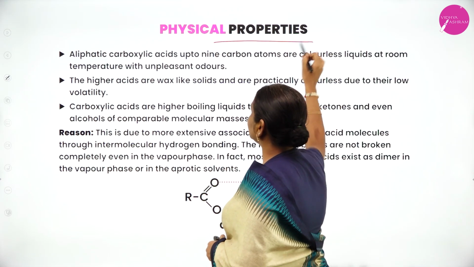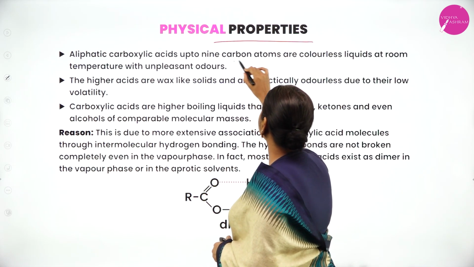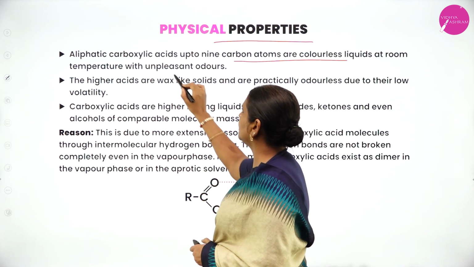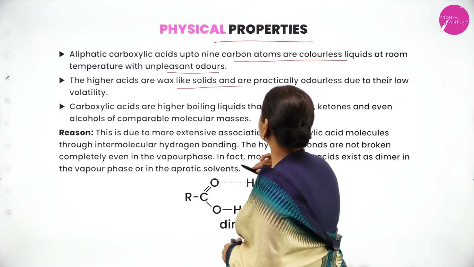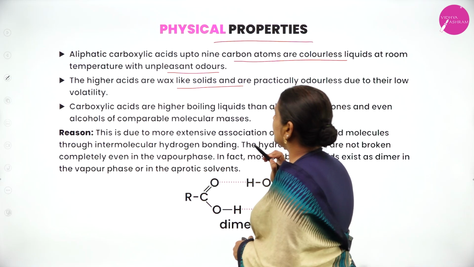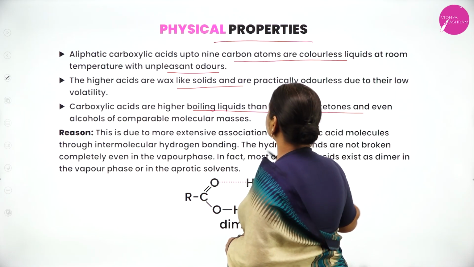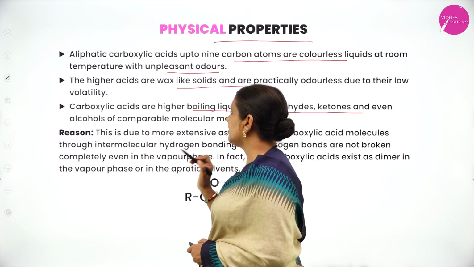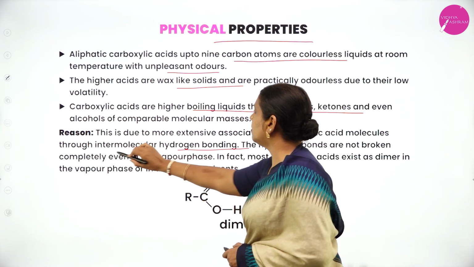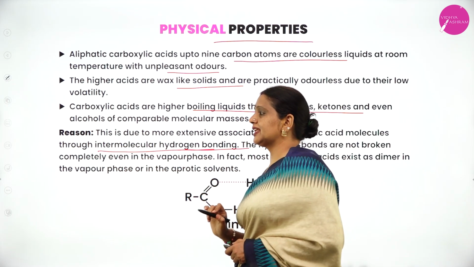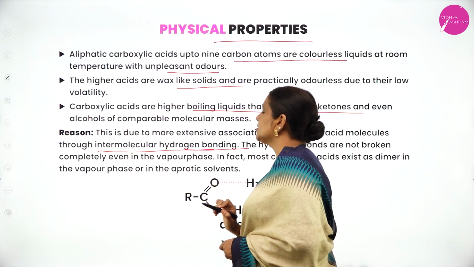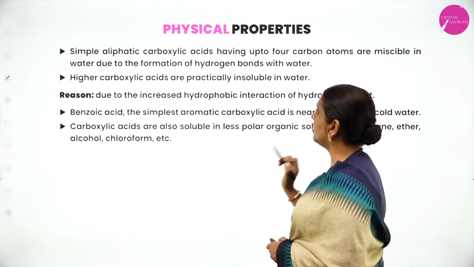Next, physical properties of carboxylic acid. Up to 9 carbon atoms are liquids with unpleasant odor. Higher acids are solids. Carboxylic acids have higher boiling point than aldehyde and ketone because of intermolecular hydrogen bonding. What's the reason? Carboxylic acids have high boiling point because of intermolecular hydrogen bonding.